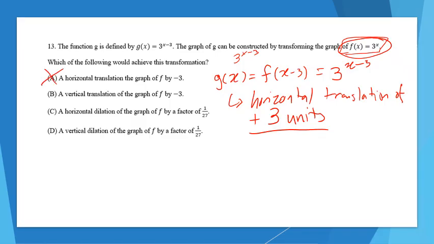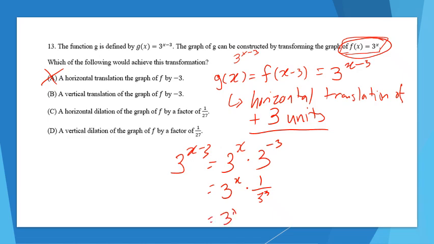So it's not going to be A. Now let's take a look at how, if it's not A, we are going to get the correct answer. Let's manipulate this equation. If we have 3 to the power of x minus 3, we can rewrite that as 3 to the power of x times 3 to the power of negative 3, which is 3 to the power of x times 1 over 3 cubed, which is 3 to the power of x times 1 over 27.